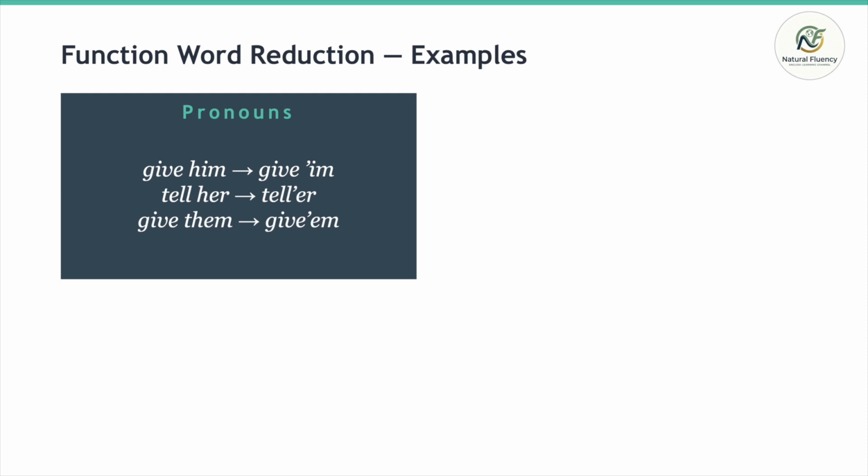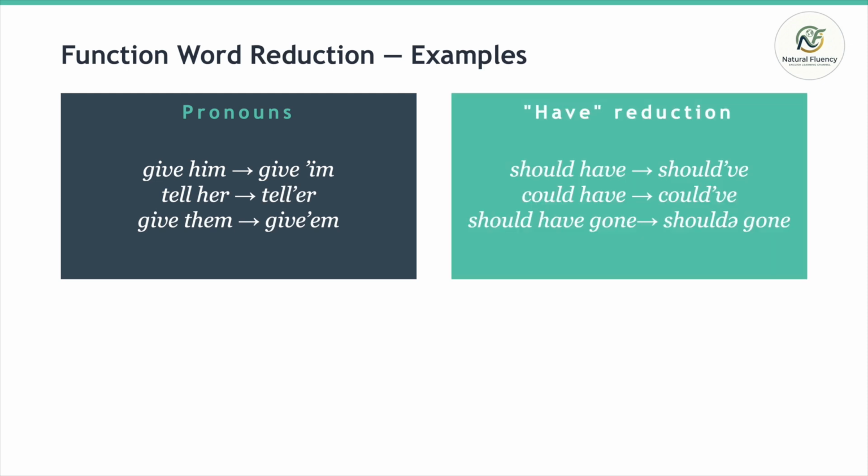Good. Now let's move to a very important group of contractions. Look at the screen. Should have asked, should have gone, could have done, would have seen. In these expressions, "have" weakens when it's unstressed. The "h" drops easily, and depending on the sounds around it, the whole word can reduce even further.